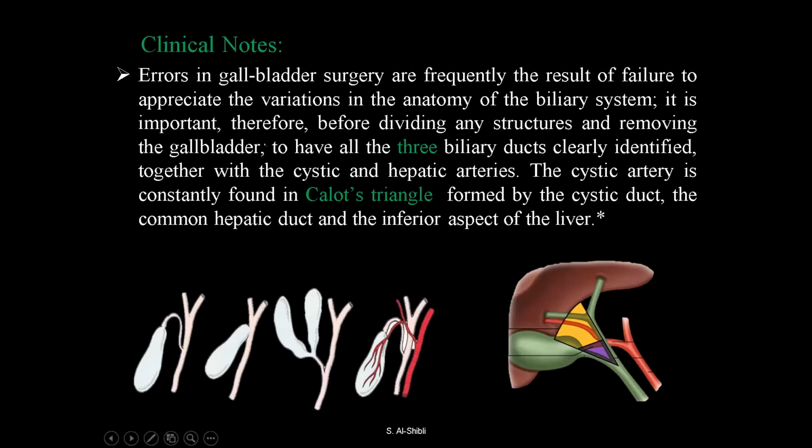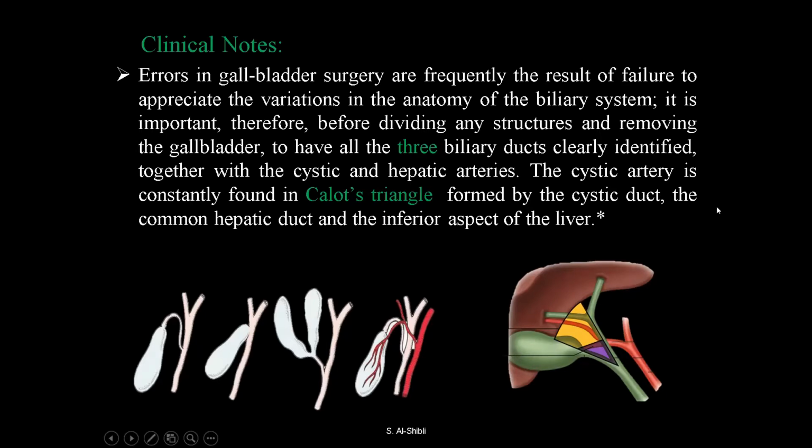It is important, therefore, and I will insist on this, before dividing any structure and removing the gallbladder, to have all 3 biliary ducts clearly identified: the common hepatic duct, the cystic duct, and the bile duct. You should identify these 3 biliary ducts before removing anything, because you might cause a serious iatrogenic problem.